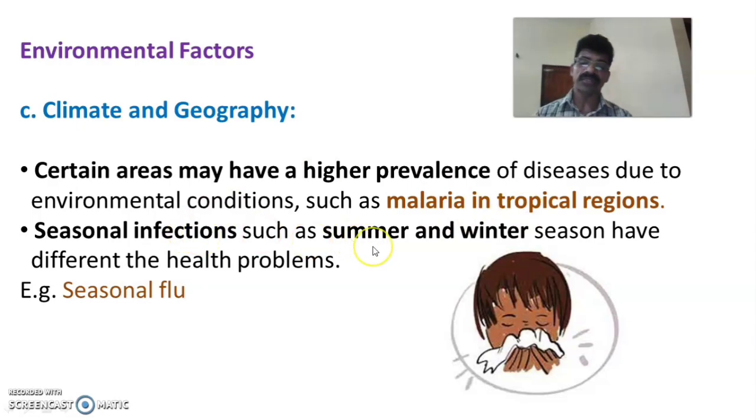Then seasonal infections, such as seasonal flu, could be seen in the winter season. In the summer season we have many different types of summer-related infections and health problems. So seasonal infections in summer and winter have different types of health problems. Even hepatitis A or viral jaundice could be seen in both summer and winter. So these are the three factors that come under environmental factors which cause a particular disease.